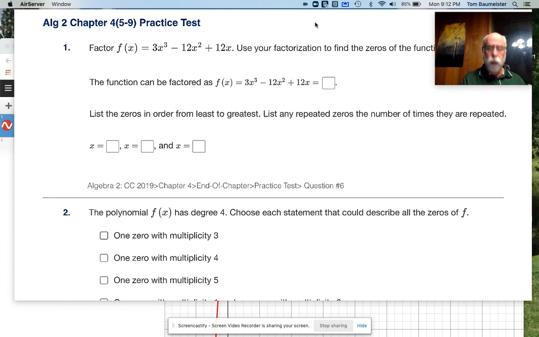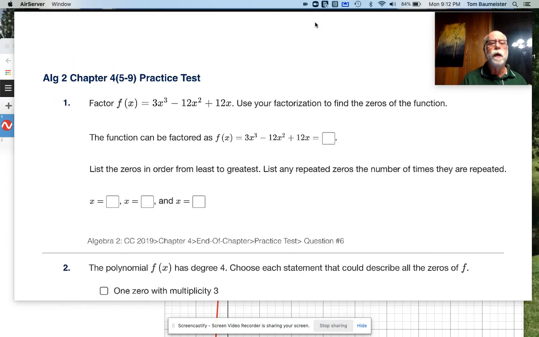All right, here's our practice test. Factor f of x is equal to 3x cubed minus 12x squared plus 12x. Use your factorization to find the zeros of the function. Remember, look at these and see what you can factor out. It looks like you can factor out a 3 and an x.